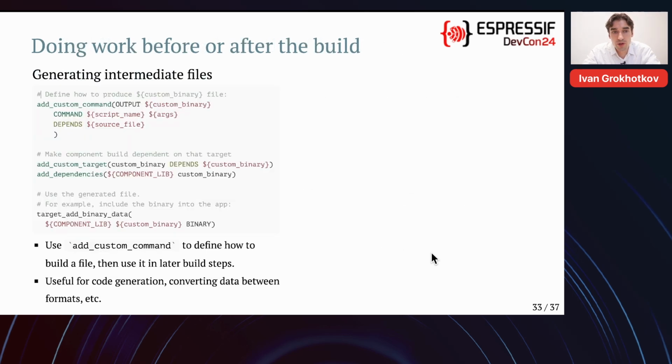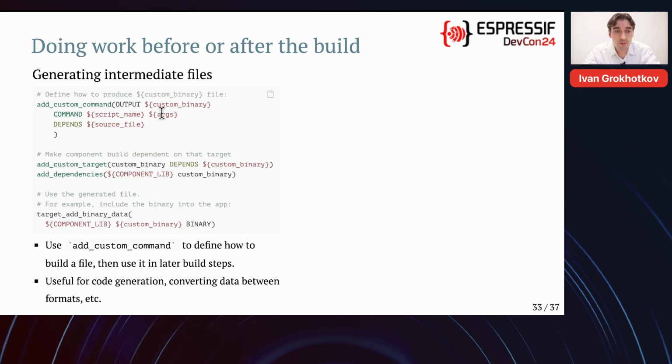Doing work before or after the build is commonly necessary when we need to generate the code that is later compiled, or when we have to post-process the binaries in a certain way. Generating intermediate files and using them in later stages of the build process can be done using CMake add custom command function and add custom target. You can use add dependencies to add the dependency from your component, making sure that those custom steps are done before building your component. And then later inside your component you can use the generated file somehow.